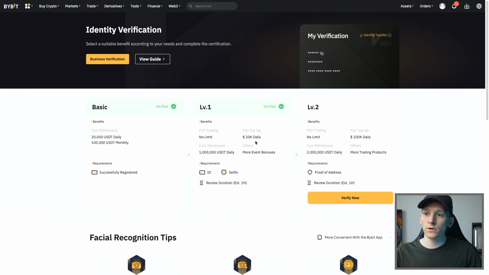So you can use the spot trading features, you can deposit, use fiat currency deposits. Fiat top up is 20K daily. And if you have crypto, you can withdraw up to $1 million worth, depending on the crypto. It's up to $1 million worth of crypto each day once you have that. It took me around 10 minutes to do this.